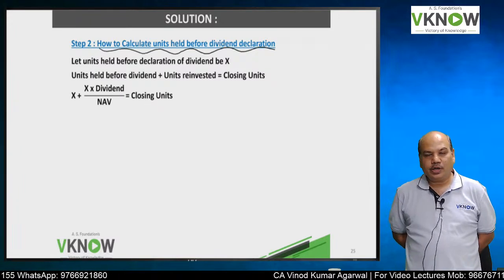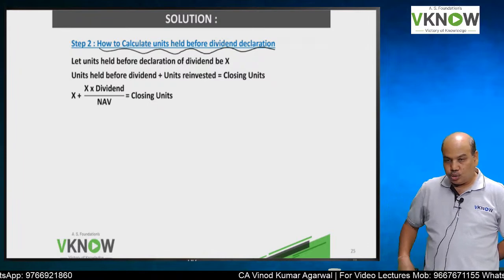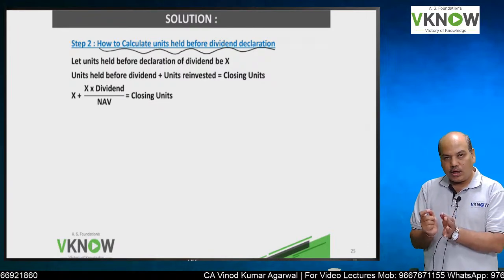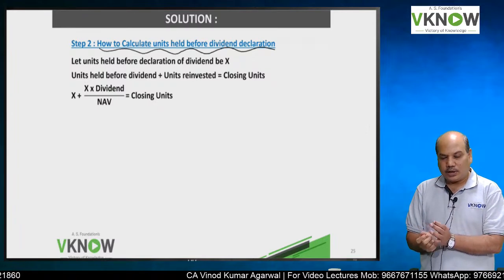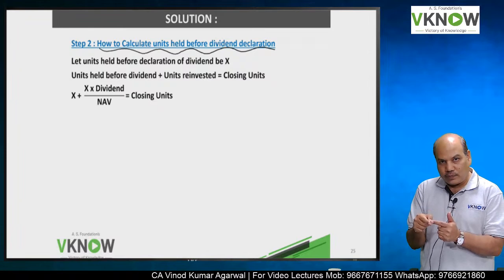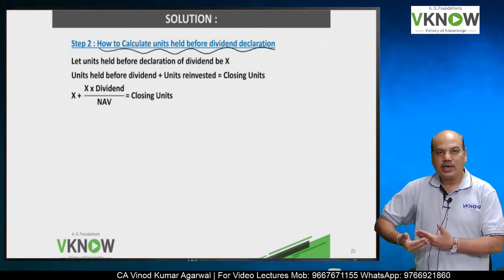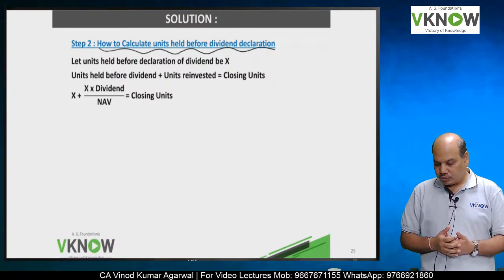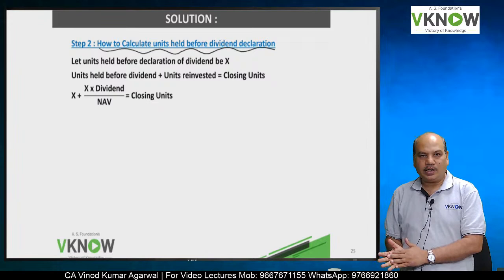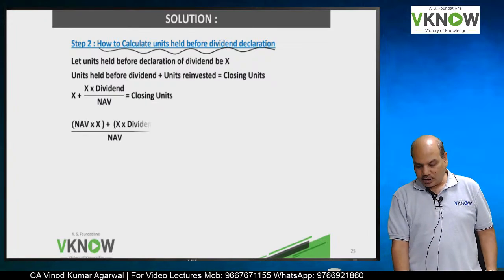Units held before dividend declaration, assume X, and the units reinvested will be the number of units into dividend per unit divided by NAV. Number of units X into dividend, total dividend, divided by NAV, that is your additional number of units, and that will give you units after dividend declaration.